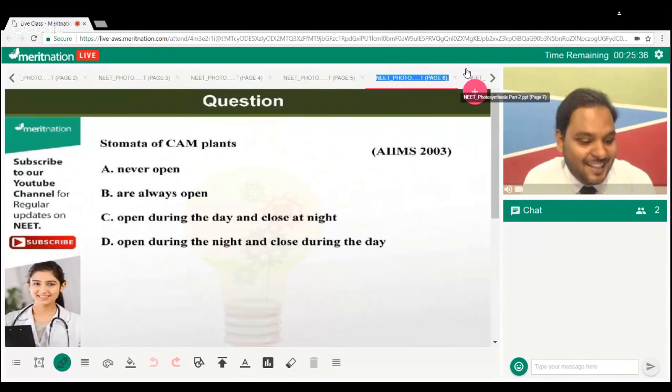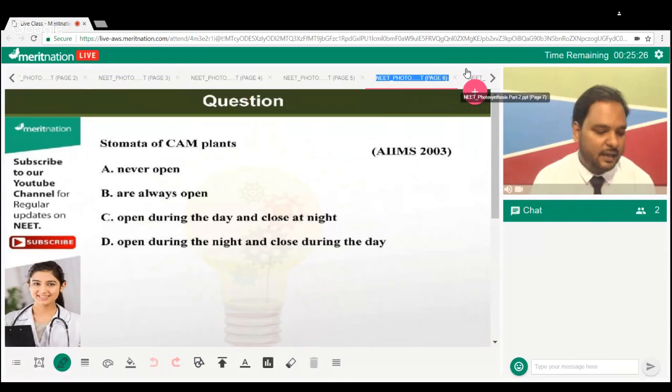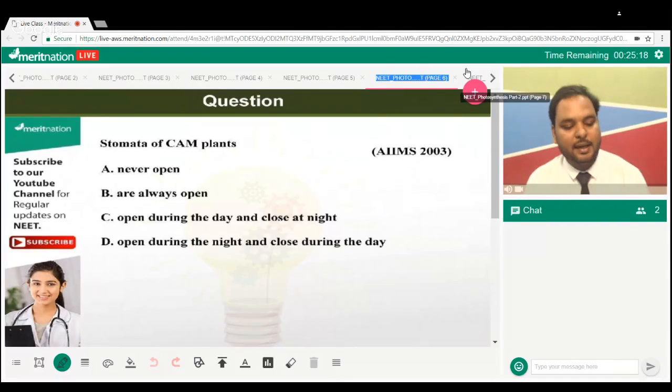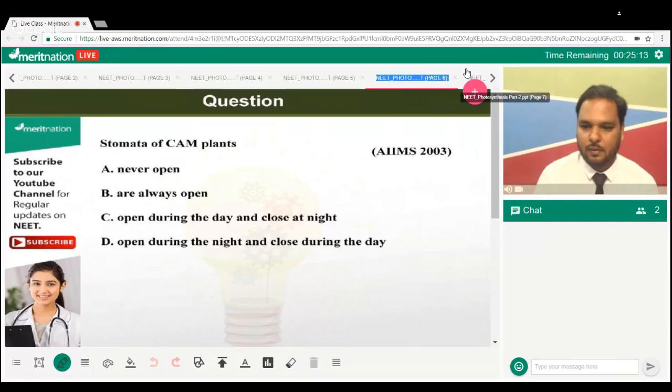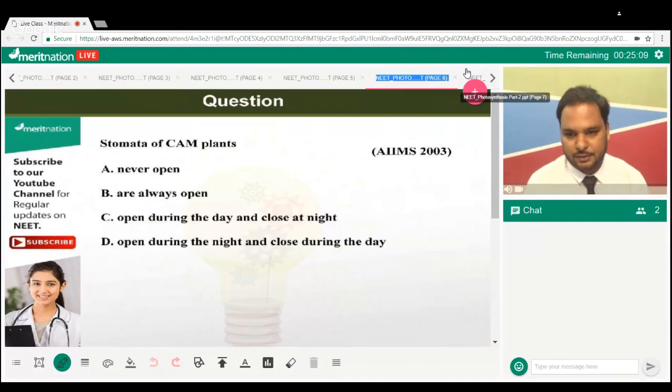Stomata of CAM plants. Everyone, this is something you can understand very well about CAM plants. A, the stomata never open. B, they are always open. C, open during the day and close at night. And D, open during the night and close during the day. Stomata of CAM plants, Aditya, this is the question.